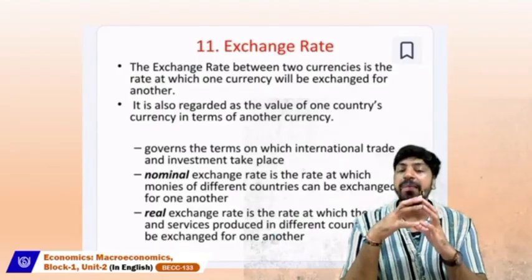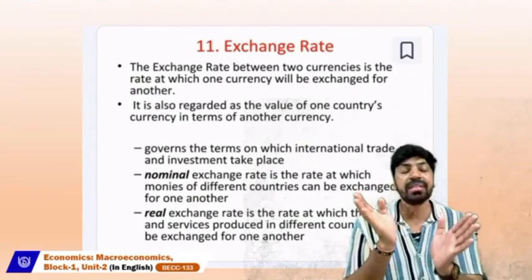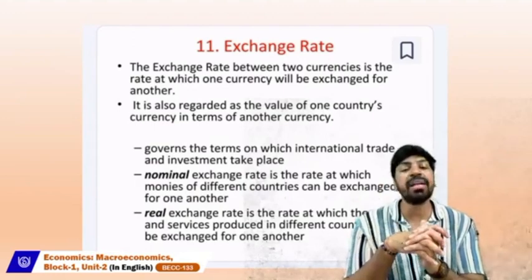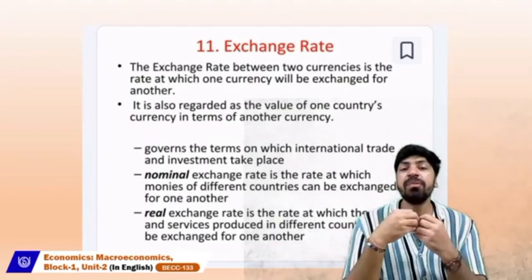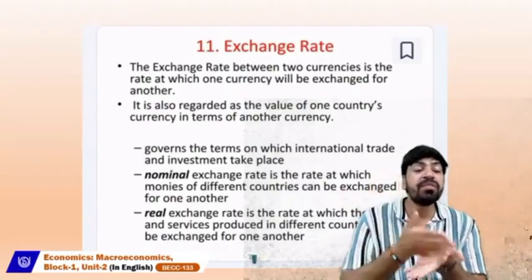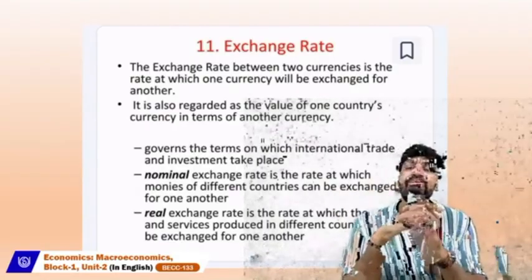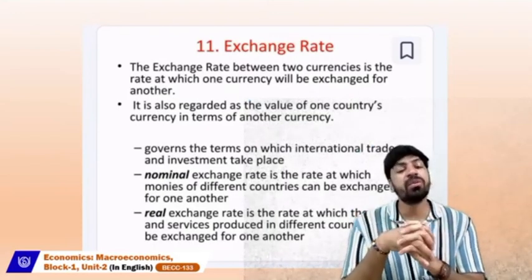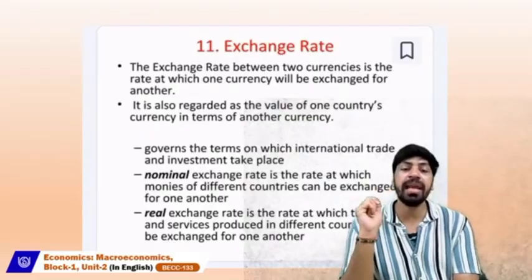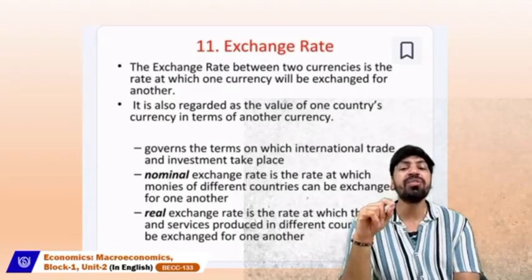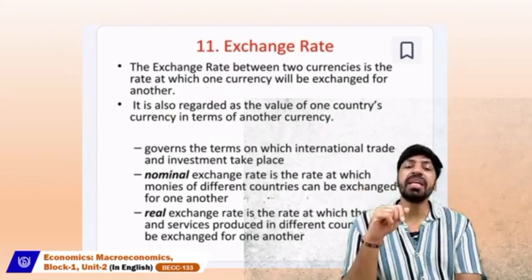So the nominal exchange rate refers to a rate where the monies of different currencies can be exchanged for one another. That is called the nominal exchange rate, because when we talk about the exchange rate, we always refer to a very specific term called international trade, and when we talk about international trade, global investment will always take place under this particular concept called exchange rate. A nominal exchange rate refers to a rate where the monies of different currencies can be exchanged for one another.